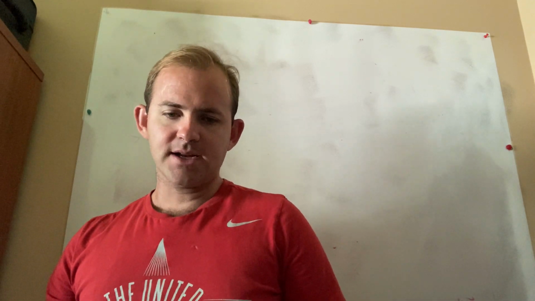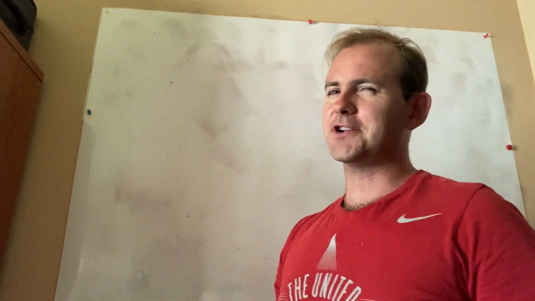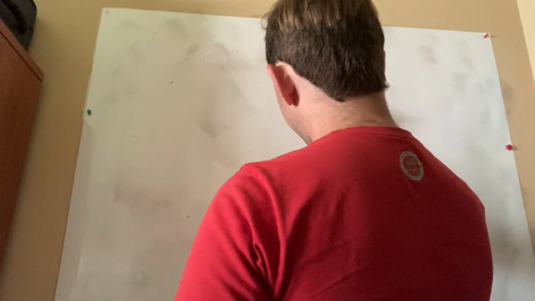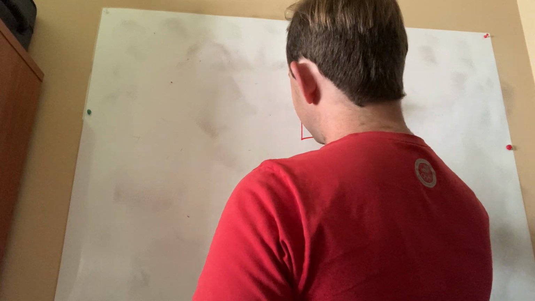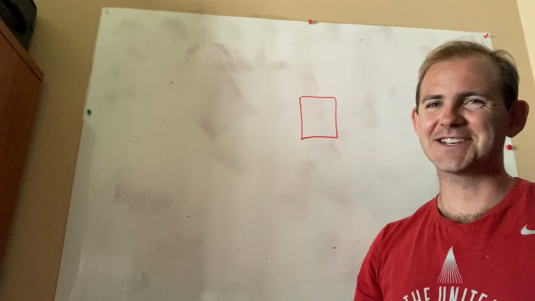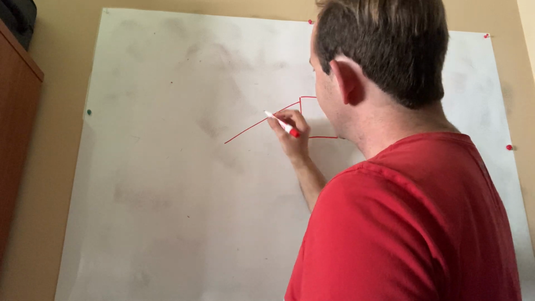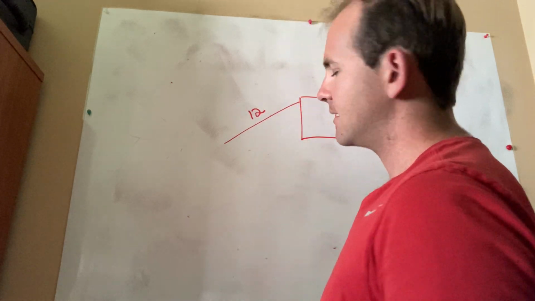It says Jake leaned a 12-foot ladder against a house. Well, let's draw a picture, shall we? There's a house. I know, it's not really imaginative. It's like a rectangle, but that's okay. So he leaned a ladder. So the ladder is slanted, right? And he said it's 12 feet long, so I'm going to put that right there.